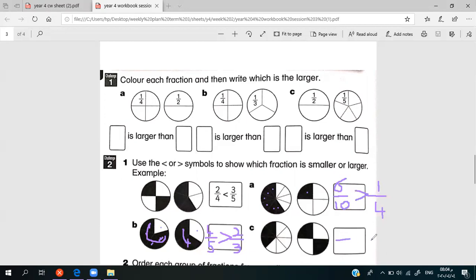Okay. First fraction, all of them are 10 parts, and the second fraction, all of them are 4 parts. Let's see the numerator. How many parts are shaded? 1, 2, 3. So this is 3 over 10. And here 1, 2. Here is 2 over 4.